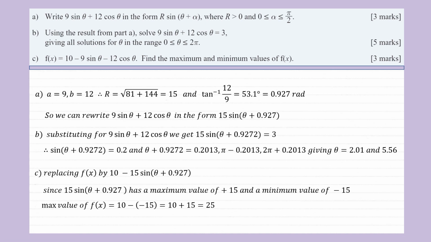Okay, so the maximum value of this function is 25, and the minimum value of this function is going to occur when the sine term equals plus 15, and in that case the minimum value turns out to be minus 5. Okay.